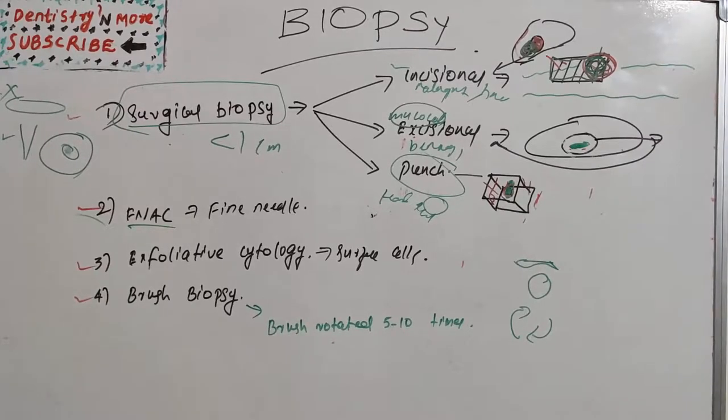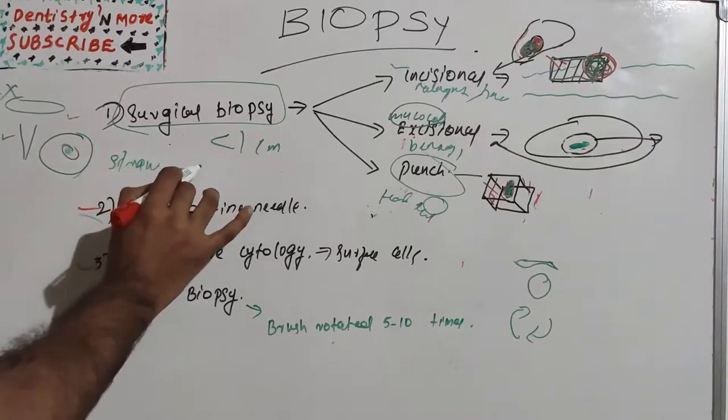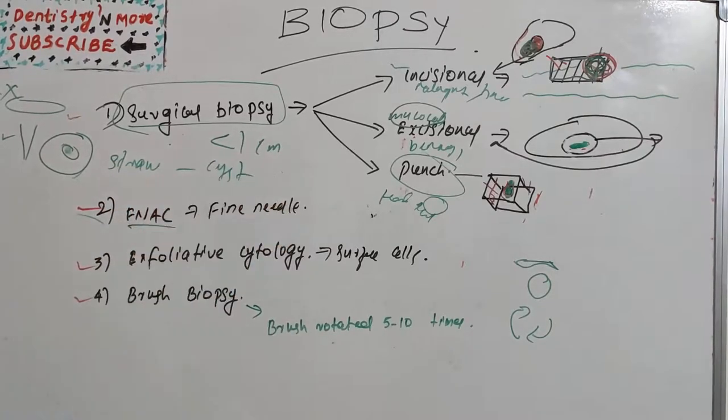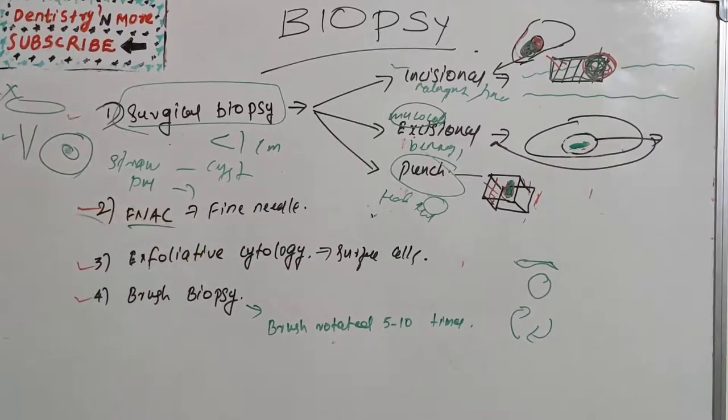And if we are not able to withdraw fluid, or we are getting air, it indicates that the lesion is probably solid. If we have a radiolucent lesion in the jaw that gives a straw colored fluid, it means it is a cyst. And if we get pus, then there is an inflammatory or infectious process.